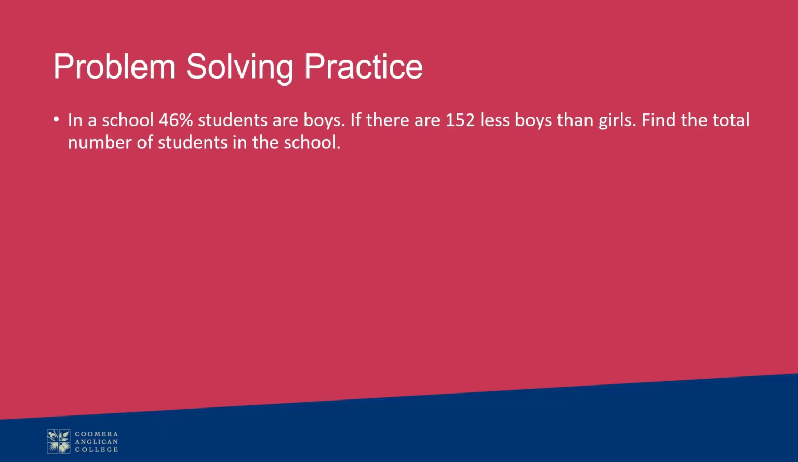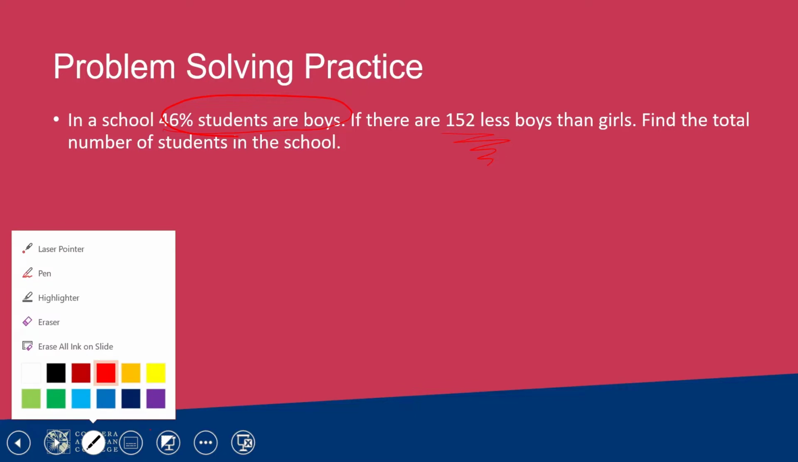All right, so in this question, we're looking at a school where 46% of students are boys. If there are 152 less boys than girls, find the total number of students in the school. So just remember here, you've got 46% of students are boys.